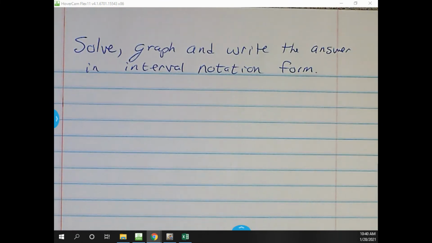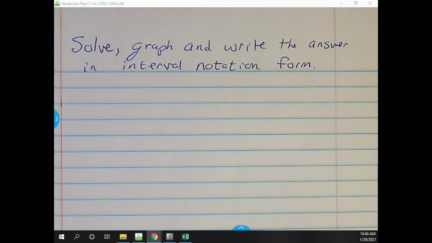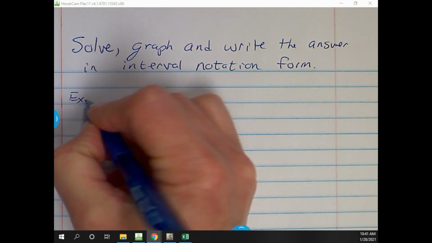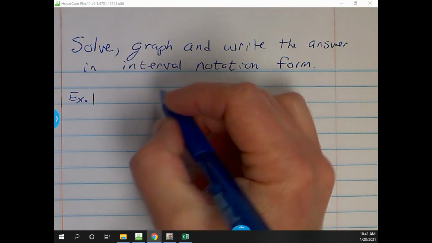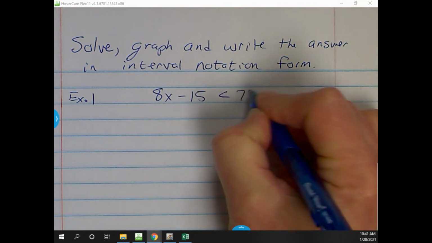So we'll solve it, we'll graph it, and then at the end, we're going to write that answer in interval notation form. That'll be the directions for the 3 examples we'll do here, just to make sure you got it. Same directions in all 3 of these. All right, first one, let's go with 8x minus 15 less than 73.